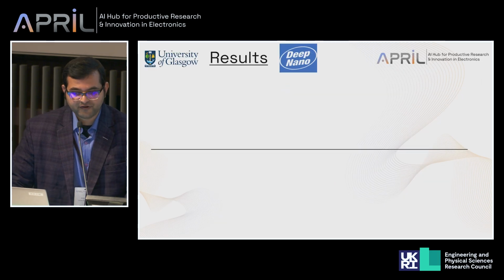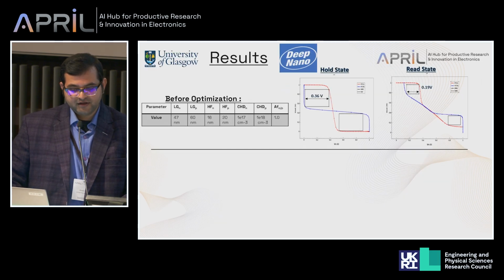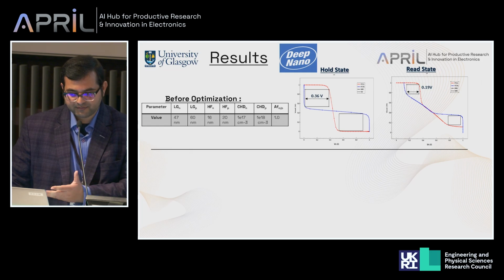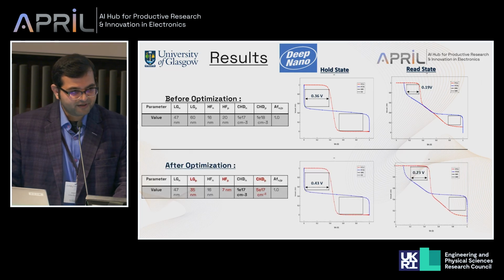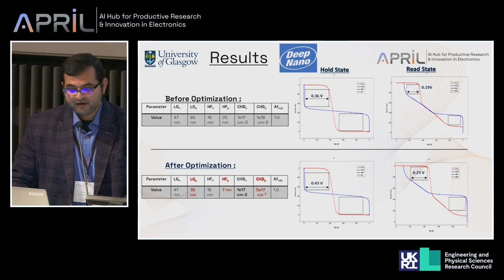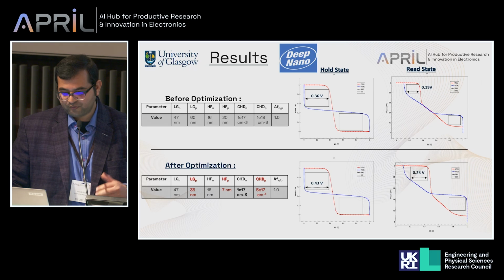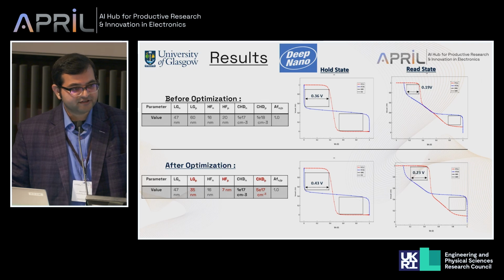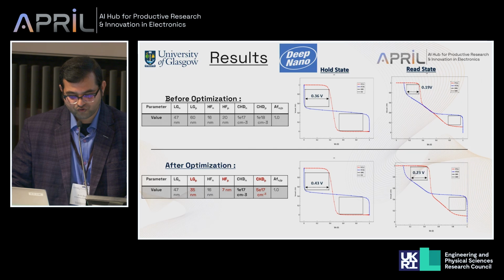The primary result we have obtained till now: these are some parameters I have used, and for both states, hold state and read state, I calculated the static noise margin as 0.36 and 0.19 respectively. But after the optimization, after implementing this algorithm with our TCAD simulator, we have significantly improved the result. It's approximately 20 to 25% improvement we are getting in both the hold state and the read state. And one thing to note is that I just considered 3 parameters here. So within the 3 parameters, we have good initial results.